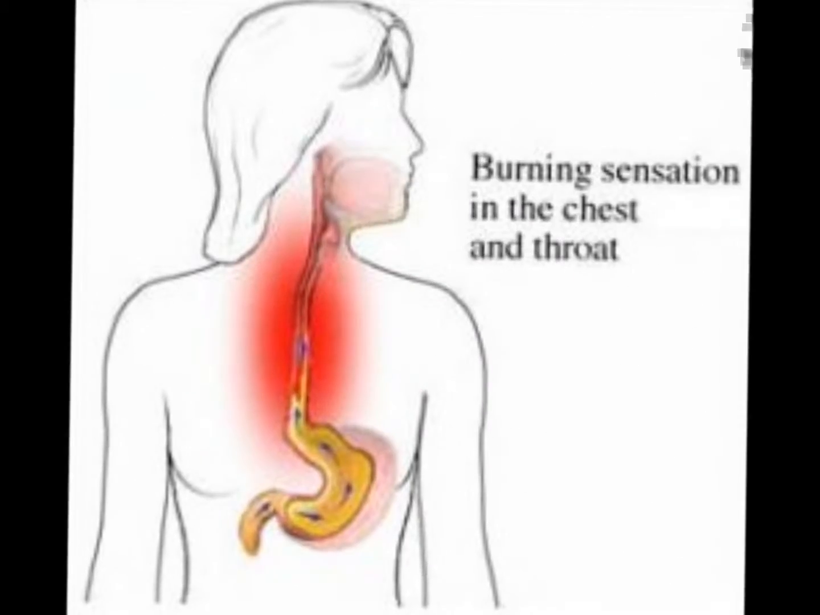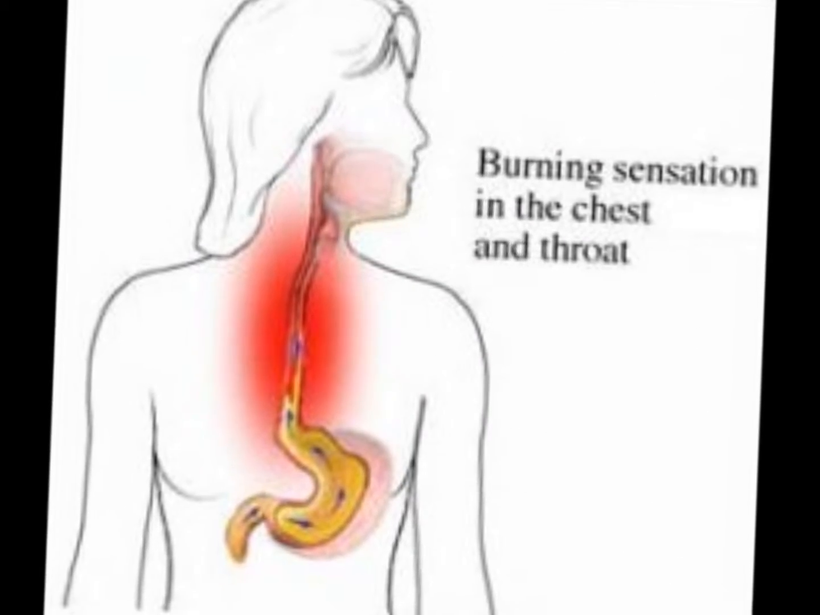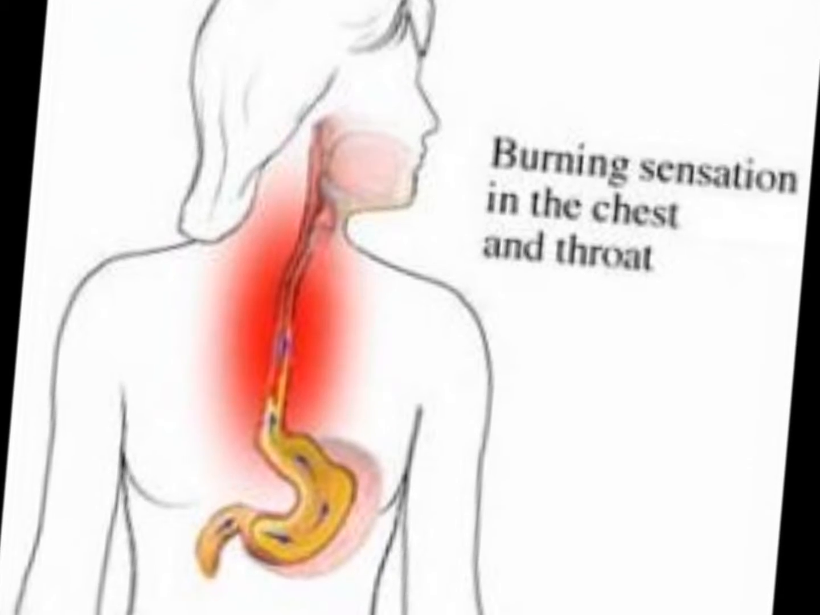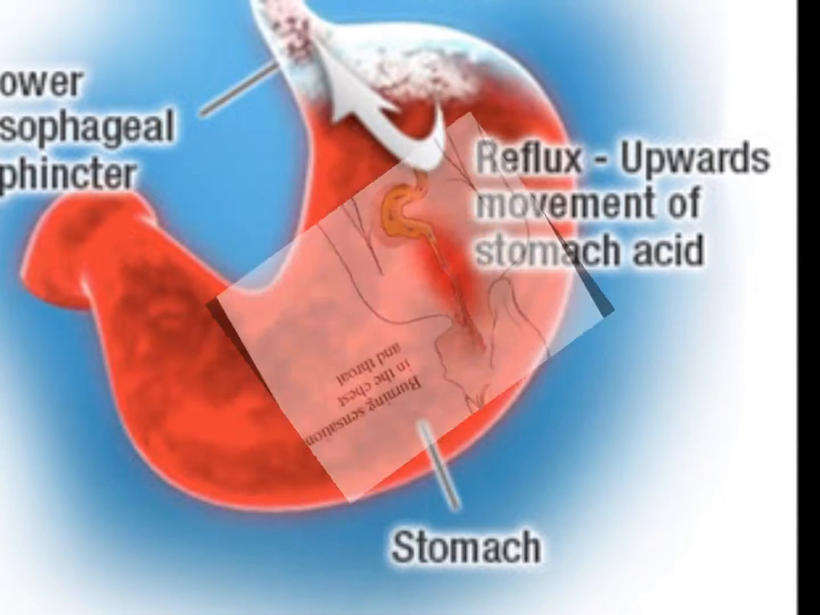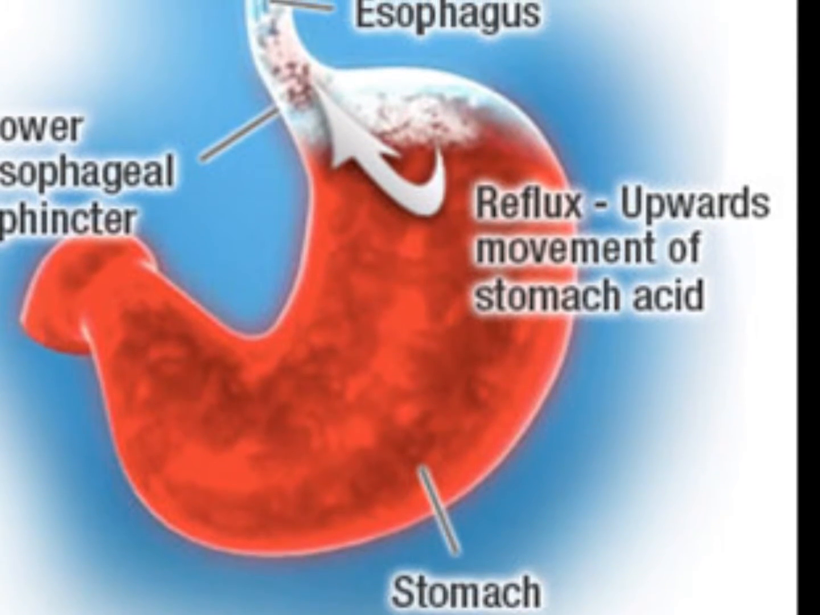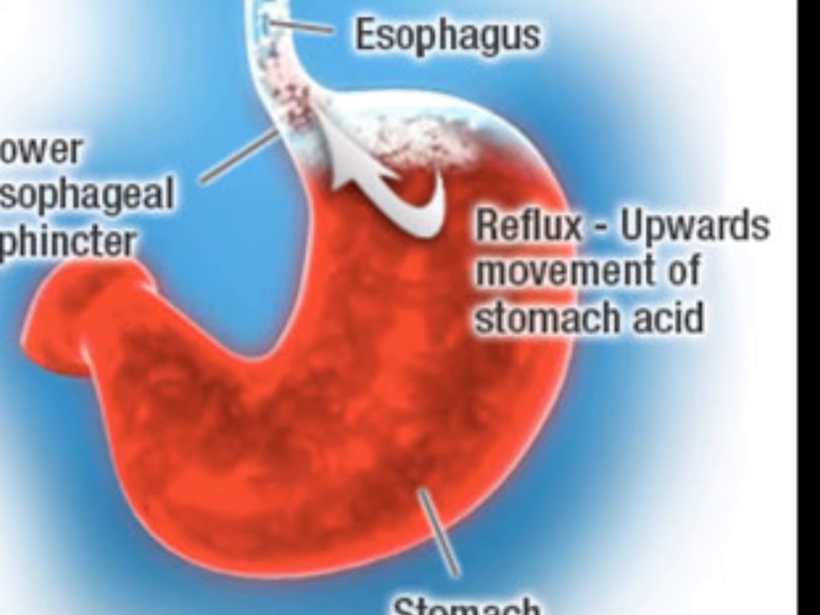Acid reflux. Acid reflux is also known as heartburn. This happens when the stomach acid comes back up to the esophagus and creates a burning sensation or sour taste in your mouth. Acid reflux occurs because the lower part of the esophagus does not close properly.